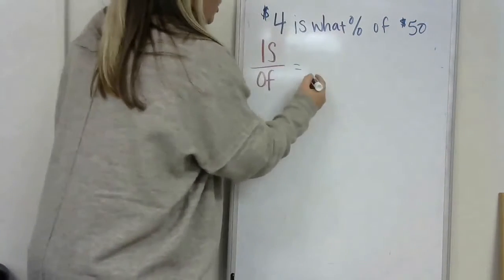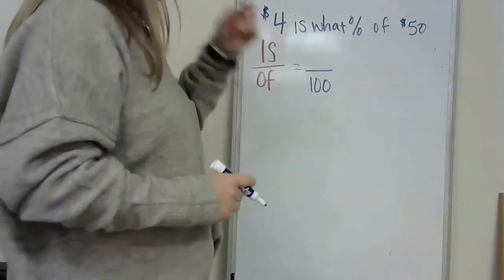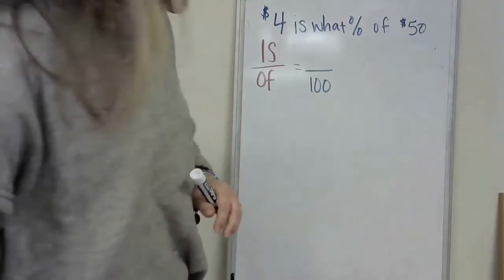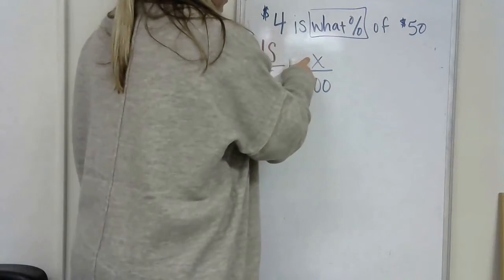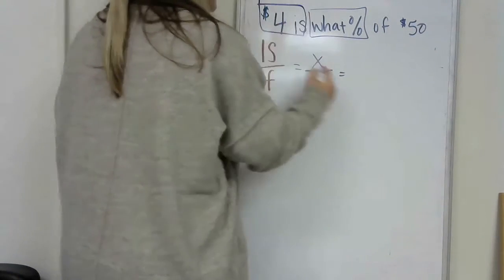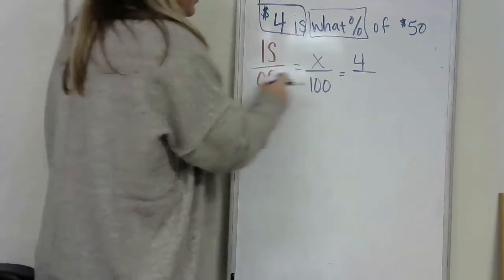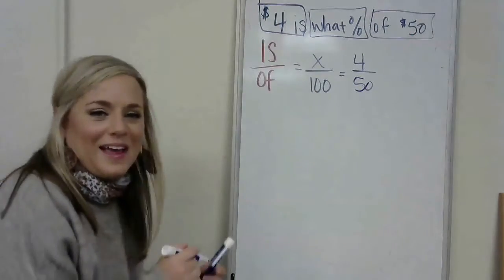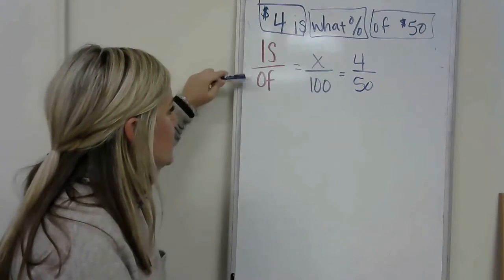Okay, now, just like last time, our of is on the bottom, our percent is 100. This is what we're trying to find, is percent. What percent? So that's our x. So what out of 100%, or 100? All right, now $4 goes on top. 4 is on top because my is on top here. Is over of. And of 50, so that means that goes on the bottom. Right? Okay. So we got it set up. The hardest part is going to be setting it up. But always make sure you do is over of.